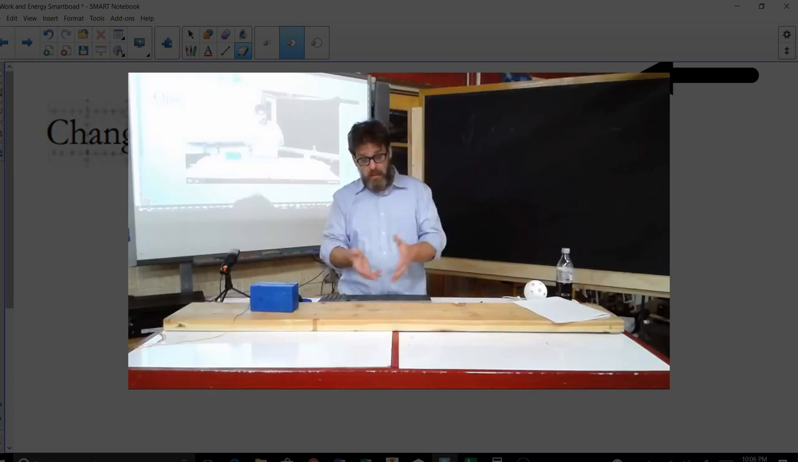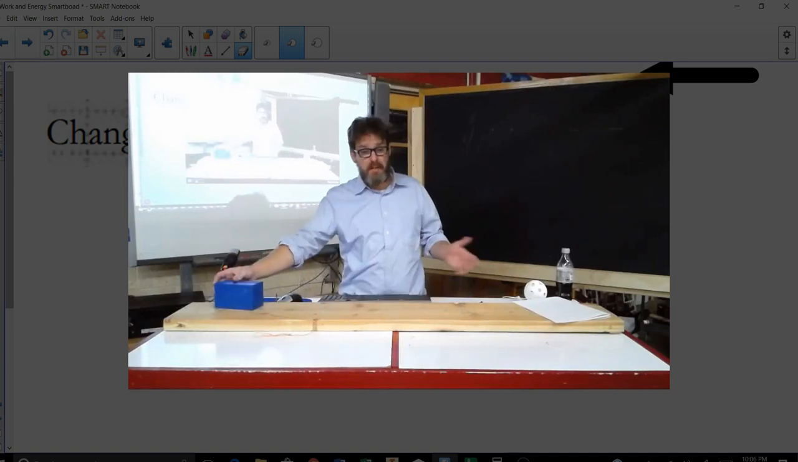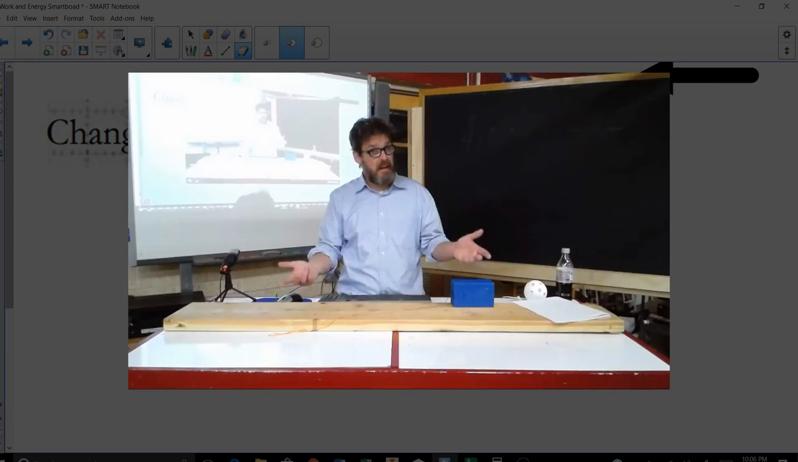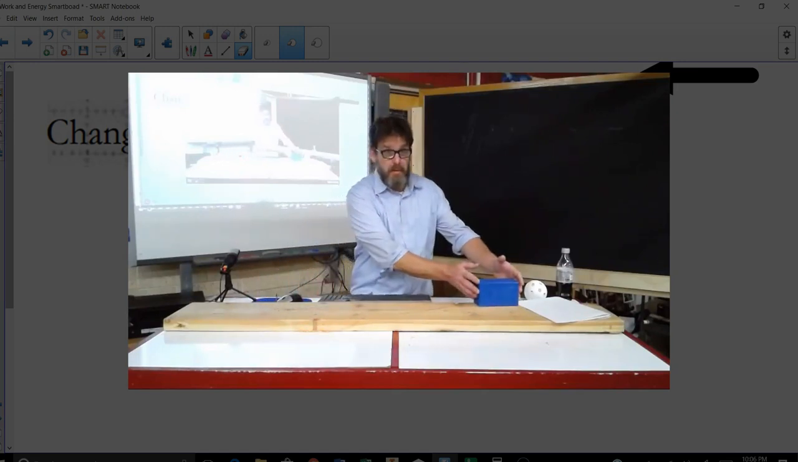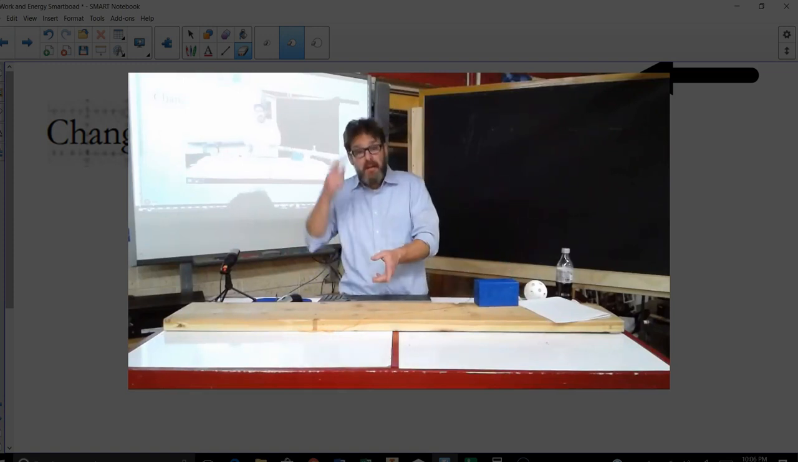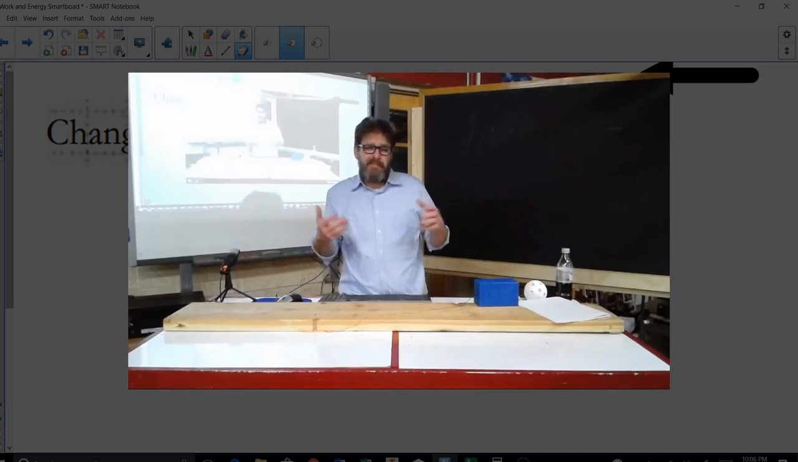Or, conversely, if you're looking at a problem and you see that the speed of an object changes, maybe it starts from rest and speeds up, or maybe it's already moving and slows down, either way, the kinetic energy changed. It doesn't necessarily have to start from rest or come to rest. It could be in between. It could be moving and speed up a little bit and keep on moving. But if speed changes, kinetic energy changes. And if you know kinetic energy changes, you know the speed has to have changed.